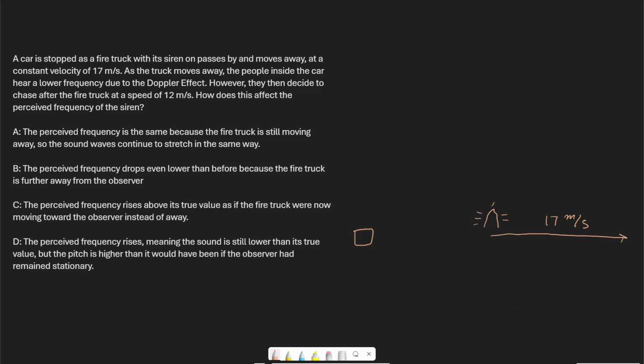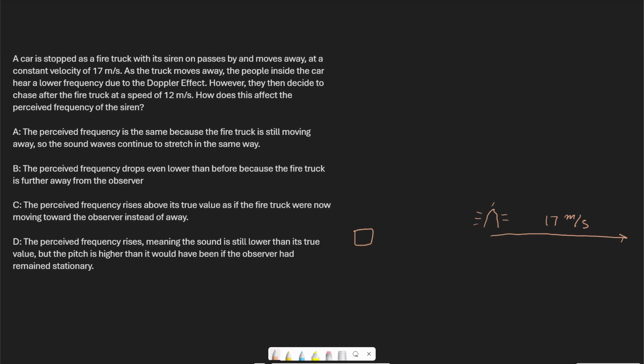And so, of course, when the fire truck is moving away from them at 17 meters per second, they're going to hear a lower frequency, right? The Doppler effect, of course, we always think of it conceptually as the wave is physically getting stretched, right? And again, sound does not actually look like that, but for this sake, we can understand that, right? The wave is getting stretched, and so the frequency we're going to hear is lower than what's actually coming out of the siren, right?